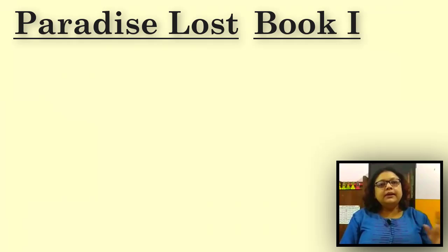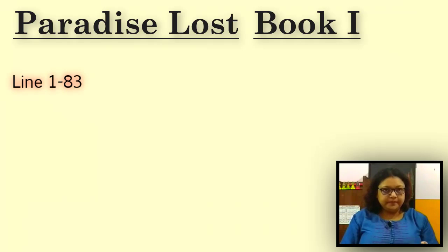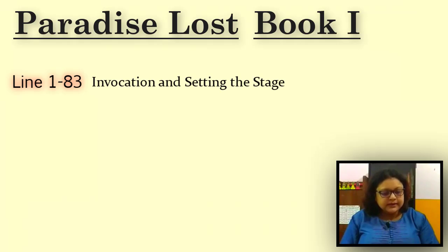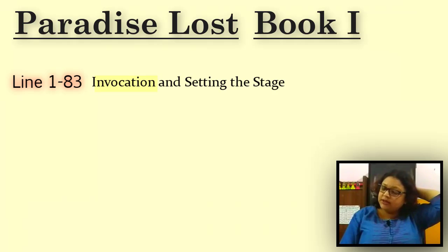But thematically you can divide the book up into 5 parts. The first part, which is from line 1 to line 83, you have the invocation and the creation of the stage on which the action will take place. You know what an invocation is.